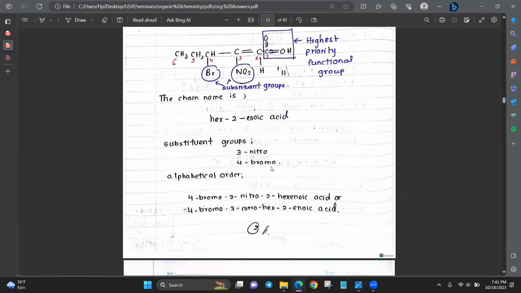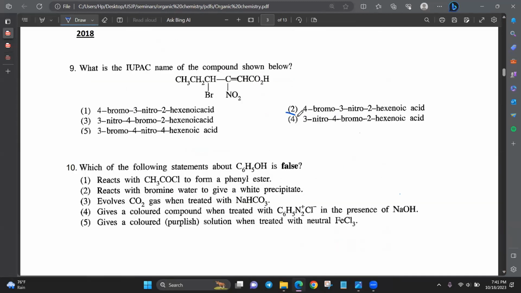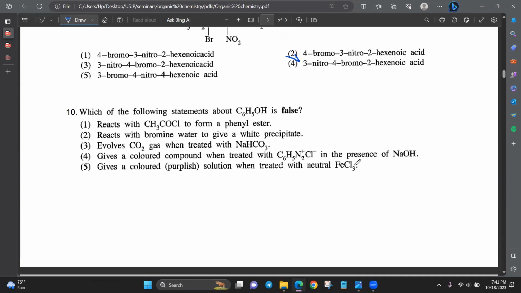This naming of substituent groups is also there in the resource book, in a table. And now we know the substituent groups. Now we are going to name them in alphabetical order. So B comes before N. So 4-bromo, 3-nitro, hex-2-enoic acid. So the answer will be answer number 2. Hex-2-enoic acid can also be written as 2-hexenoic acid.